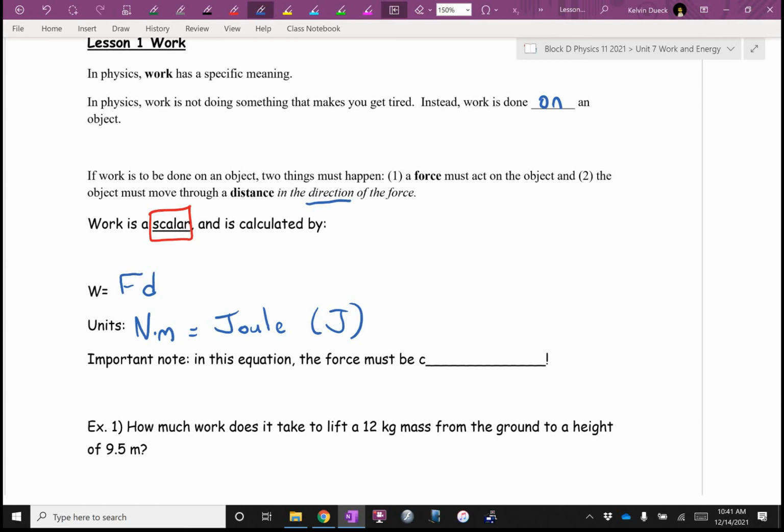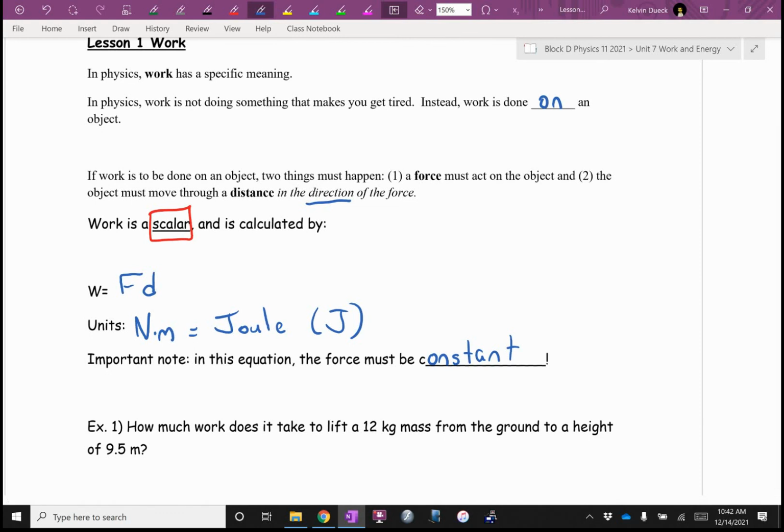So for work to occur, force and distance have to be in the same what? Looking for a word that starts with the letter D. Remember that. And there's a second condition. The force has to be constant. If you have a changing force, this equation doesn't work.